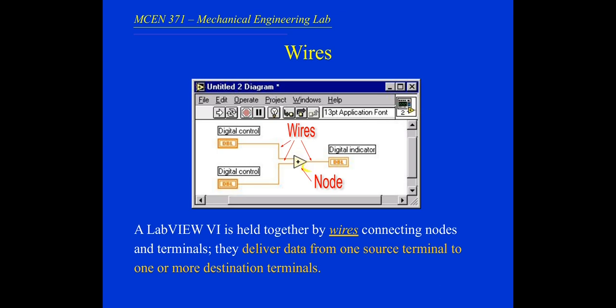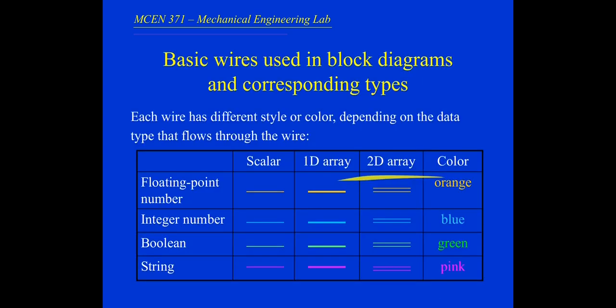Here you see it is very simple. This standard node is like a sum. It is the 1 plus. And you have two digital controls on the front panel, and then you use these signals to calculate something and show on the front panel what the digital indicator will be. Then you have this set of wires.